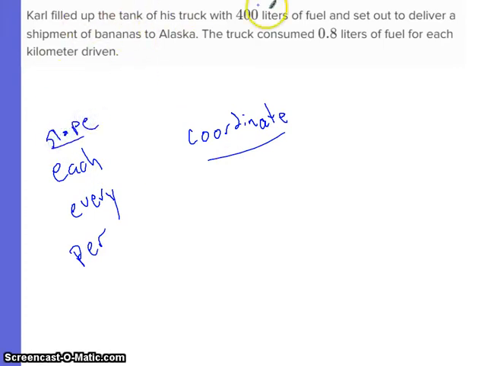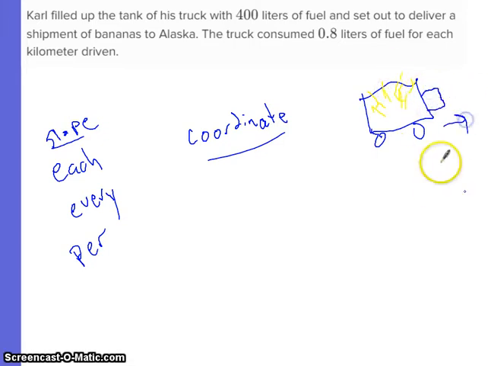Carl filled up the tank of his truck with 400 liters of fuel, and he set out to deliver a shipment of bananas to Alaska. The truck consumed... Okay, so I have to draw a picture of Carl and his bananas. Okay, here he goes to Alaska. Okay, so the truck is consuming 0.8 liters of fuel. Oh, my keyword, each, for each kilometer. So that tells me my slope. My slope is going to be 0.8.